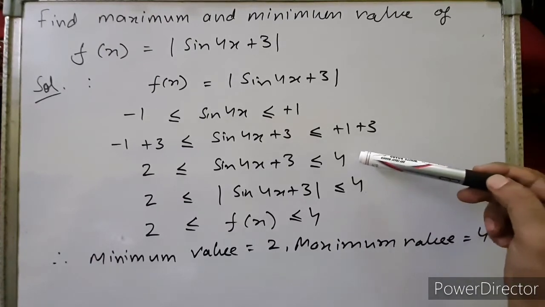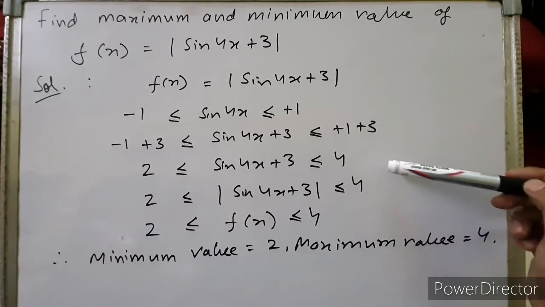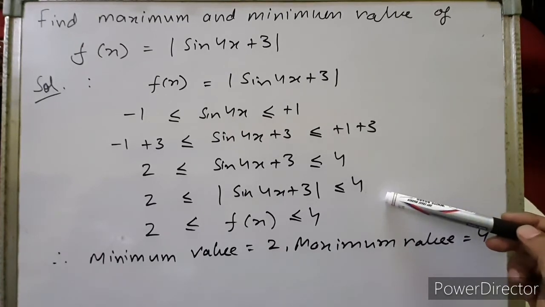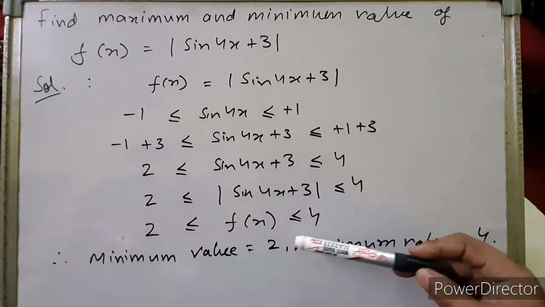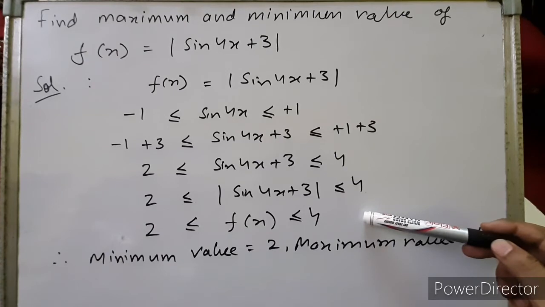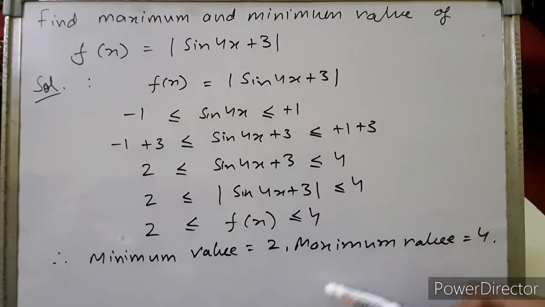So from here we have obtained that sine 4x plus 3 is greater than or equal to 2 and less than or equal to 4. Right. On taking modulus, what we'll get? Mod of sine 4x plus 3 will be greater than or equal to 2 and less than or equal to 4. And the value of this mod of sine 4x plus 3 is f(x). So we can say that the function is greater than or equal to 2 and less than or equal to 4. So from the inequality we can comment that the minimum value of the function is 2 and the maximum value of the function is 4. Alright children, note down the solution please.